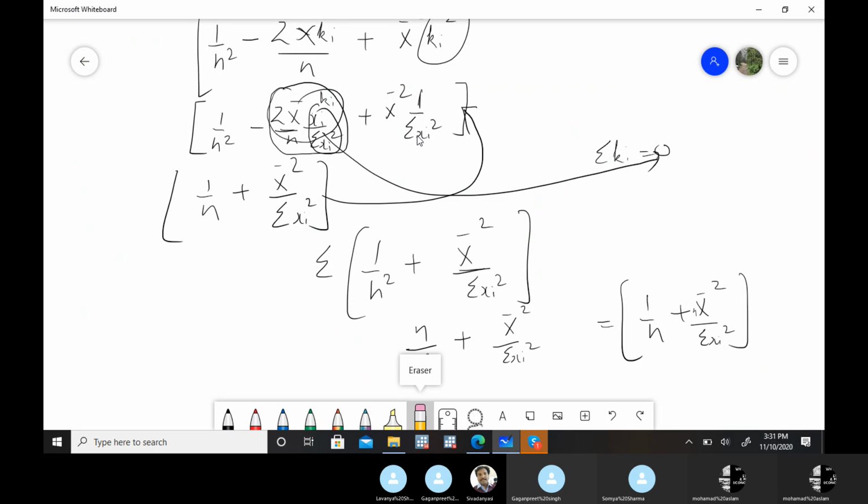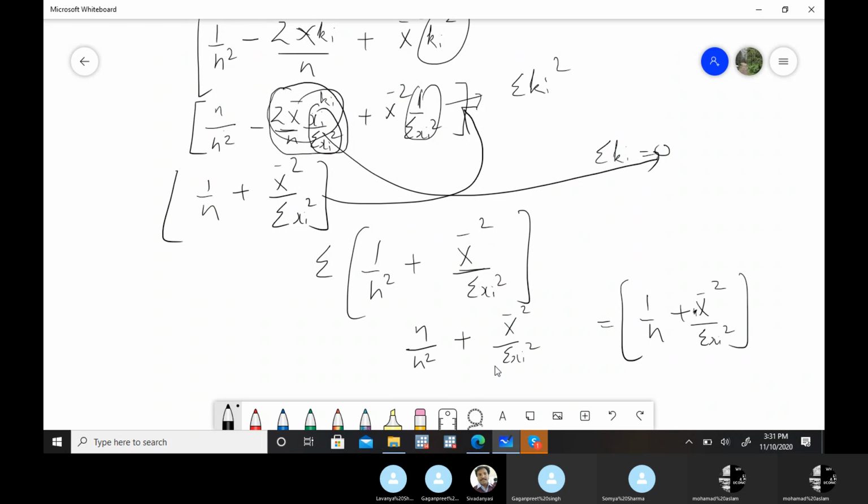Here, 1 by summation xi square. This particular value is already after opening the summation, because this value is of the summation xi square. So the summation is already opened, so n will not come here. It's just 1 by n and mean square divided by summation xi square.